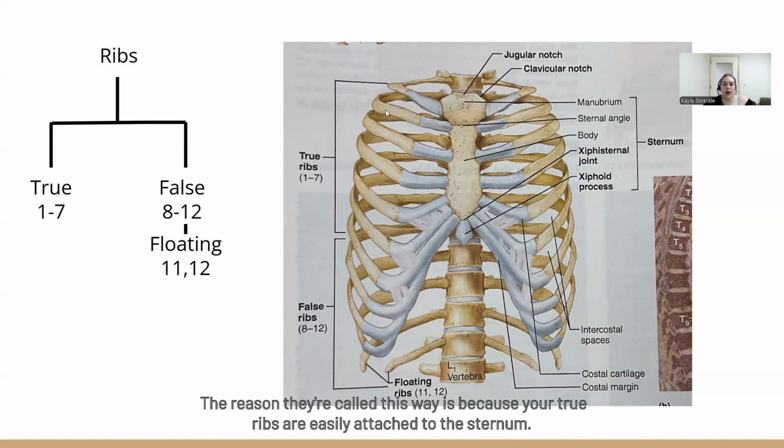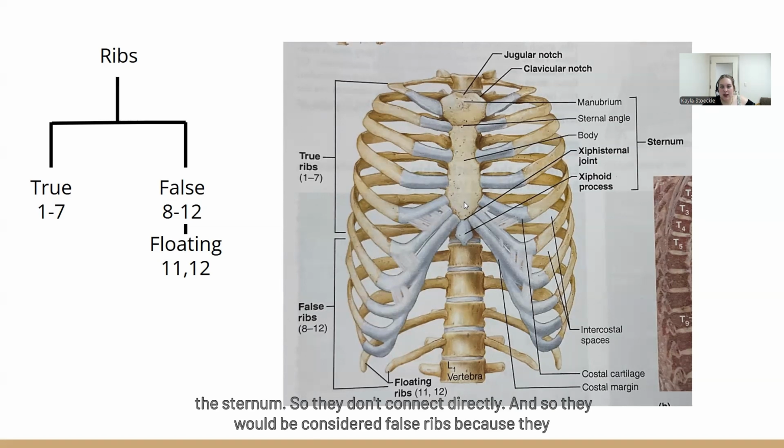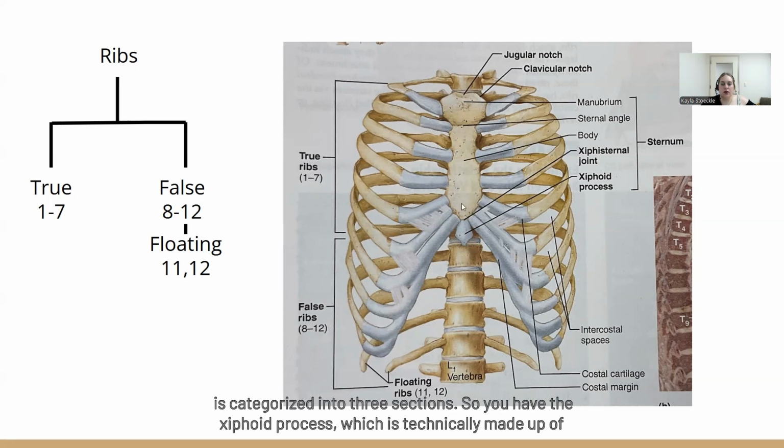The reason they're called this way is because your true ribs are easily attached to the sternum. You can see here with 8, 9, and 10, they're all attached to one part of the hyaline cartilage, or the costal cartilage, that will then connect to more cartilage that will then connect to the sternum. So they don't connect directly, and so they would be considered false ribs because they don't directly connect to the sternum. The floating ribs are categorized as floating ribs because they don't have any costal cartilages to connect to the sternum.